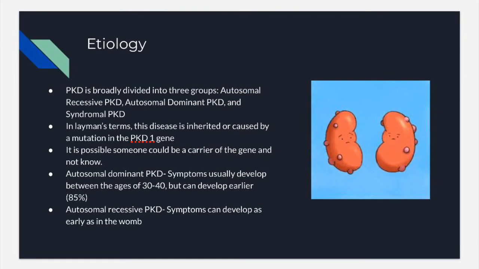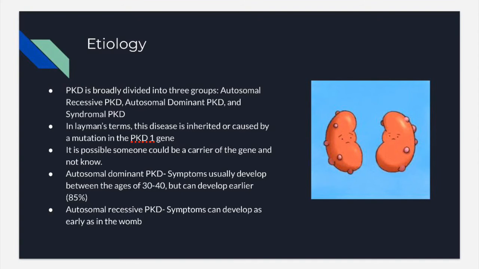So the etiology of this, basically PKD is broadly divided into 3 groups: autosomal recessive PKD, autosomal dominant PKD, and syndromal PKD. In layman's terms, this disease is inherited or caused by a mutation in the PKD1 gene. It is possible someone could be a carrier of the gene and not know it.